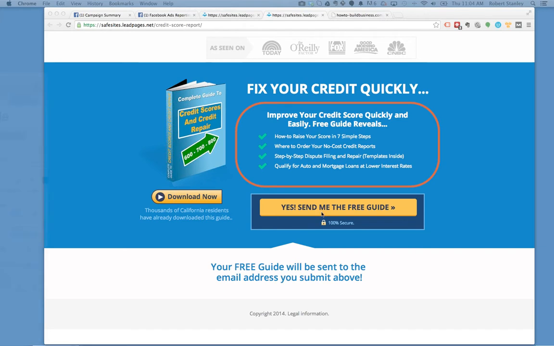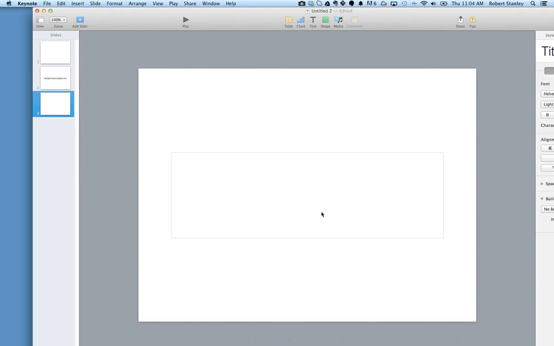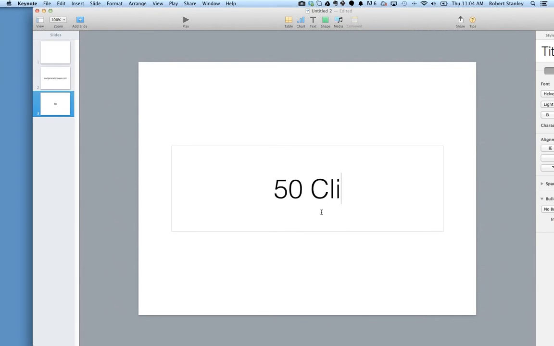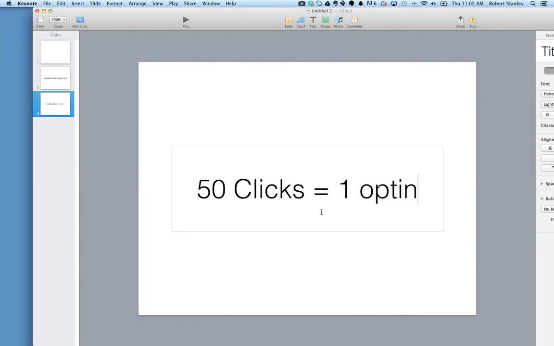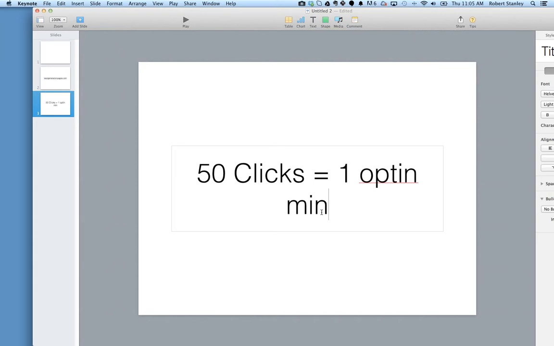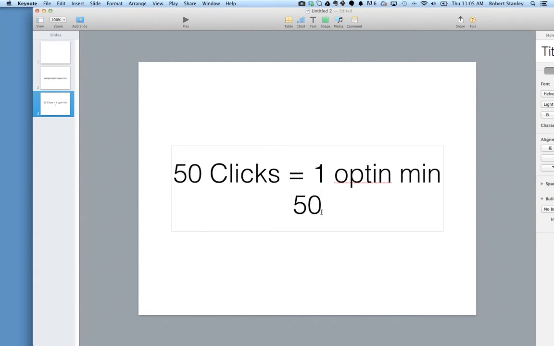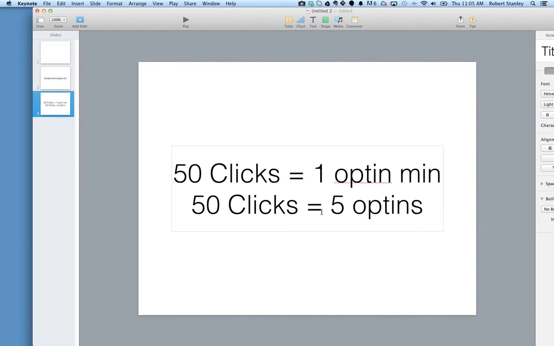So your metrics are as follows. If you run any Facebook advertising campaign, what I want to see is 50 clicks before I make a decision about how the landing page is converting. And I want to get at least one opt-in out of those 50 clicks. So that's my minimum. And ideally, I'd like to see the 50 clicks equal more like 5 opt-ins, which is a 10% conversion, right? So that's a much better situation.